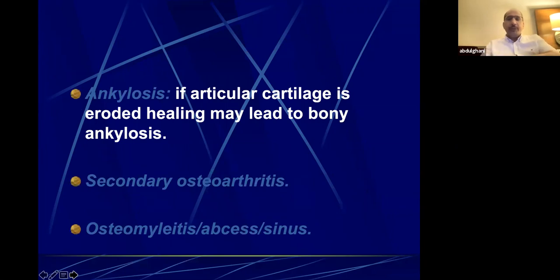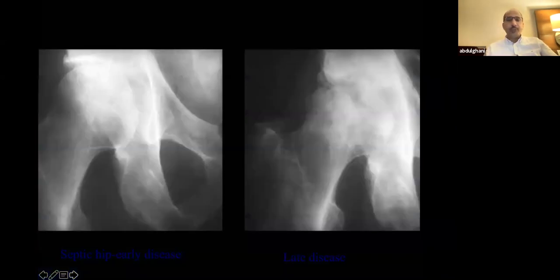Ankylosis, as I already told you: if the articular cartilage is eroded, this may heal by bony ankylosis and not fibrous ankylosis. There can be secondary osteoarthritis, especially in adults, and the infection can also spread to the surrounding areas, like osteomyelitis and abscess formation. And also, don't forget, the child or patient can become septic. They can go into septic shock, and mortality is a reality as well. It's not rare.